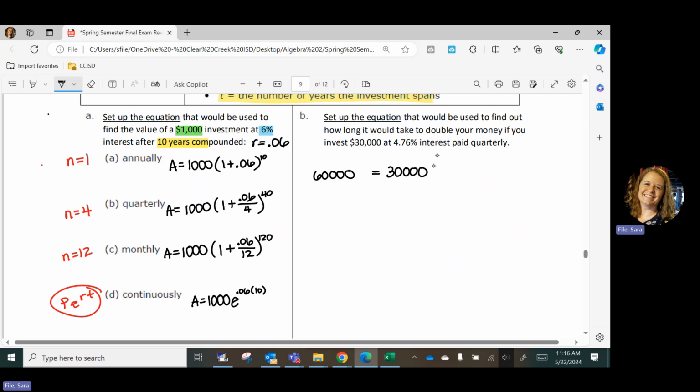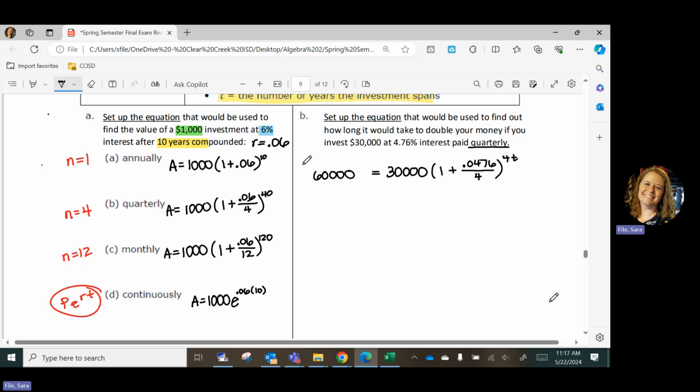Okay, and then it's 1 plus, and then my rate is going to be 0.0476, and then quarterly is 4 for N, and then for T, T is the unknown here. We're trying to figure out how long it would take, how many years. And that's it. That's the setup.